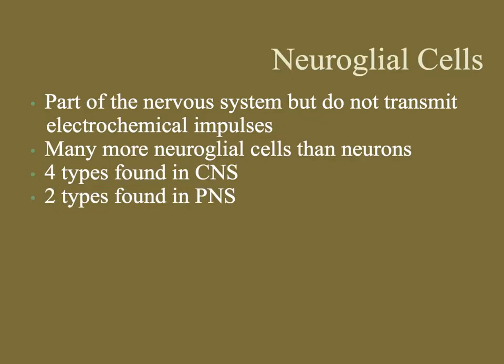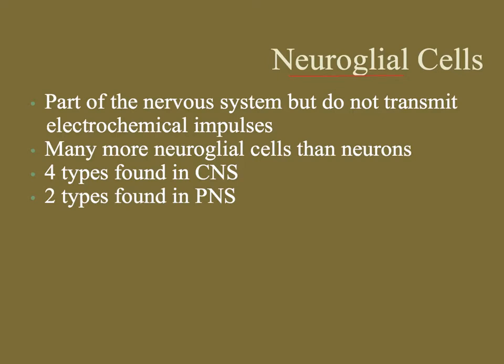Then along with your neurons, the neurons that provide the nerve impulse and the electrochemical signaling, you also have neuroglia cells. And neuroglia cells are actually much more present than neurons. There are many, many more neuroglia cells than neurons in your nervous system. But they are not involved in transmitting your nervous impulse. They are involved in supporting and protecting and taking care of your neurons.